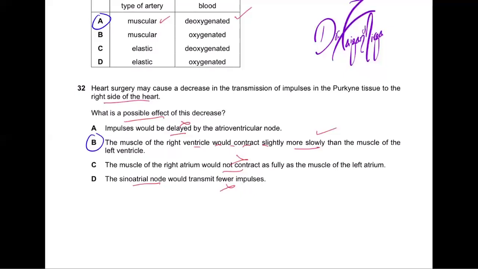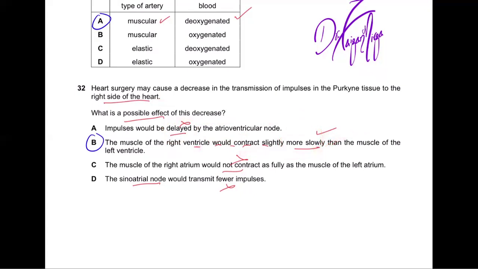Heart surgery may cause a decrease in the transmission of impulses in the Purkinje tissue to the right side of the heart. What is the possible effect of this decrease? Impulses would be delayed? No, that's generally the normal course. There won't be any additional effect there. The muscle of the right ventricle would contract slightly more slowly. Yes, because the transmission is delayed towards the right side. This is the correct answer.